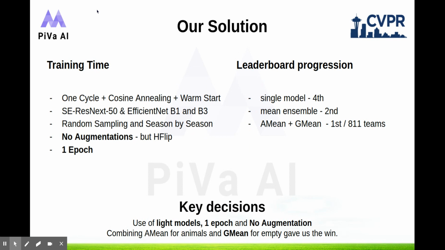Alongside well-established practices, we did a few things differently. Namely, during training we used no augmentation but horizontal flips, and we trained for only one epoch unlike other participants. Using this simple yet effective approach, our single model and a single feed-forward pass would place fourth overall. This approach, together with ensemble and combining arithmetic mean and geometric mean, gave us the win.